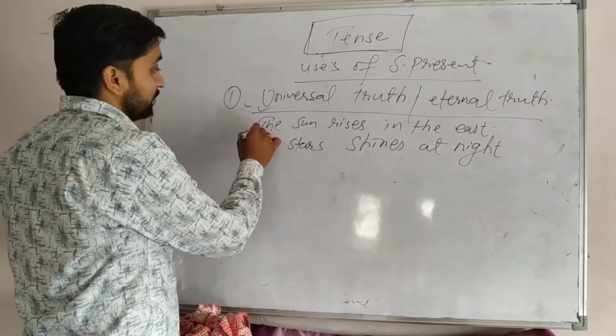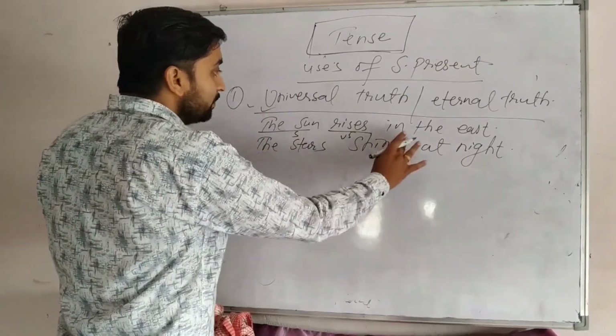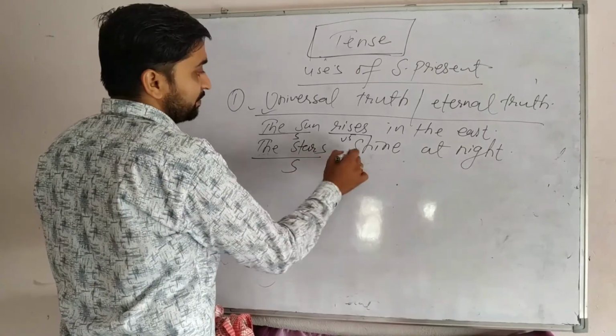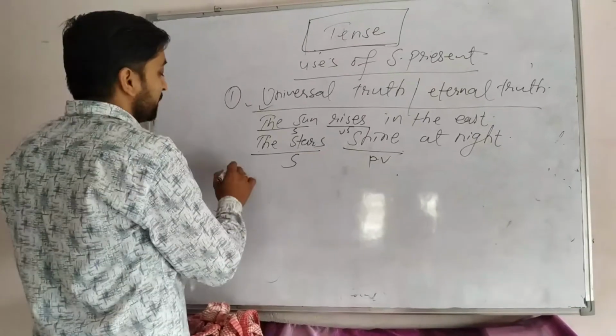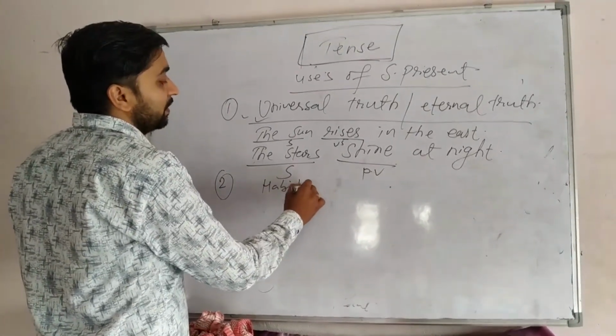Second one is, you can see the subject is this, and this is B5. Here is also the subject. This is a plural subject, so I have used a plural verb, I mean B1. Similarly, another use is for habitual action.